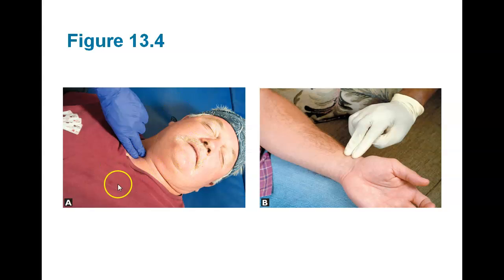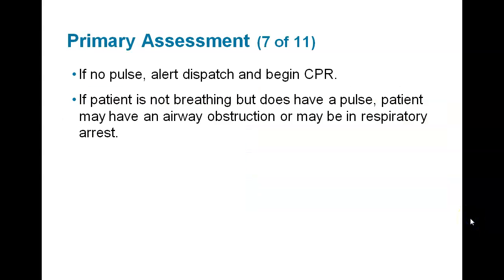So here on the left, they're checking for carotid pulse. And then here on the right, they are checking for radial. All right, so remember, if there is no pulse, we are immediately alerting dispatch and you are starting CPR immediately. If they are not breathing, but they do have a pulse, they may have an airway obstruction or they may be in respiratory arrest.